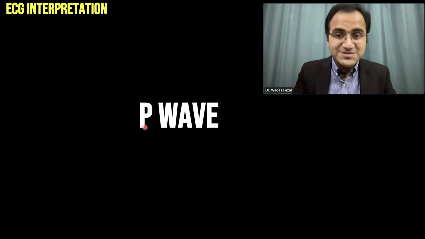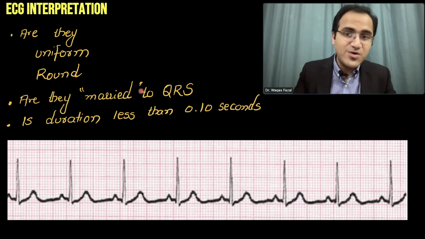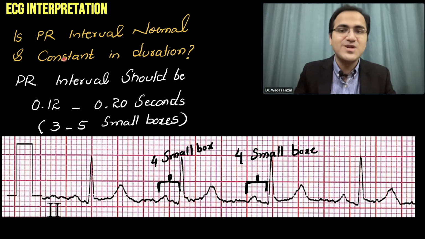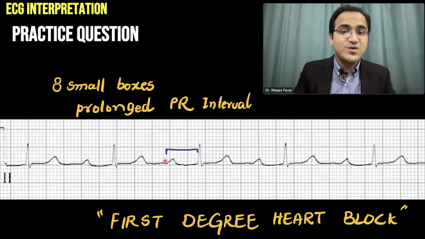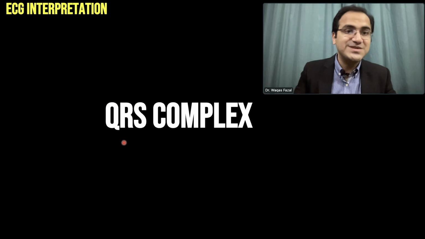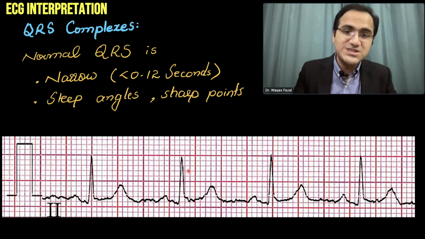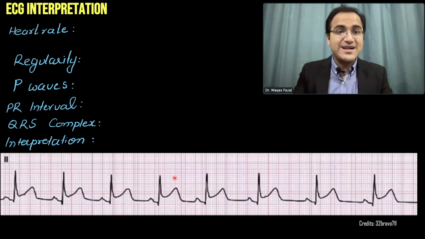We talked about what is a P wave, uniform, round, married to the QRS complex, the PR interval, the normal PR interval, how to calculate the PR interval, prolonged PR interval in first degree blocks, the QRS complex, what is a normal QRS complex, narrow, steep angle, sharp points, and then we solved many ECGs.